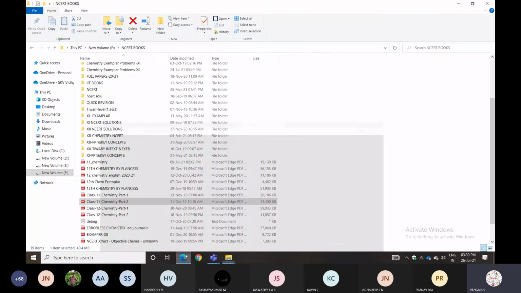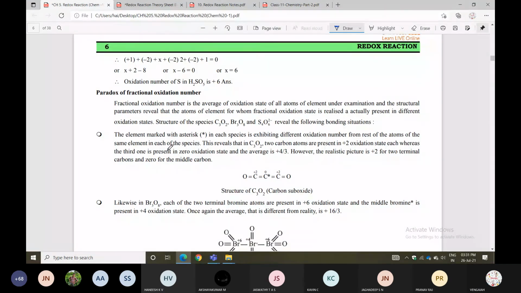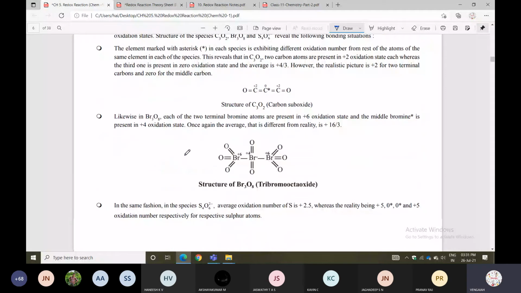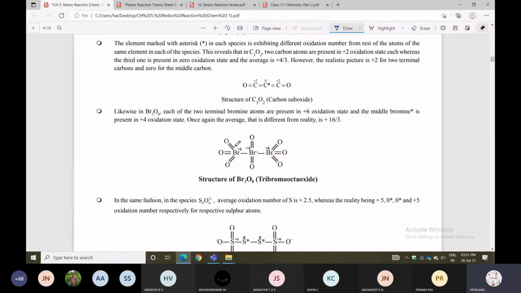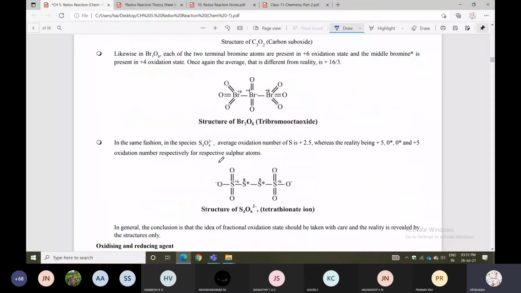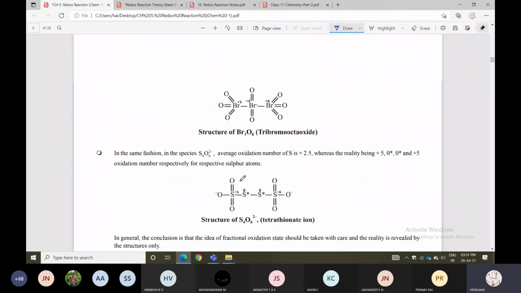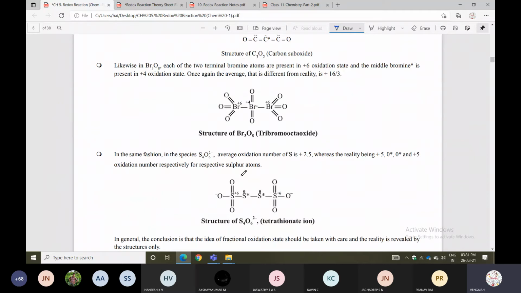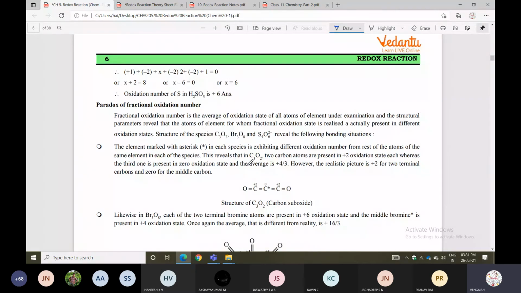Another important question. Yes, look at the question. Look at here, Br3O8 condition. What is the bromine oxidation state? Like that, even S4O6 2- condition. What is the sulfur oxidation state? So while drawing the structure, after that you can check it. What is the oxidation number of each element?